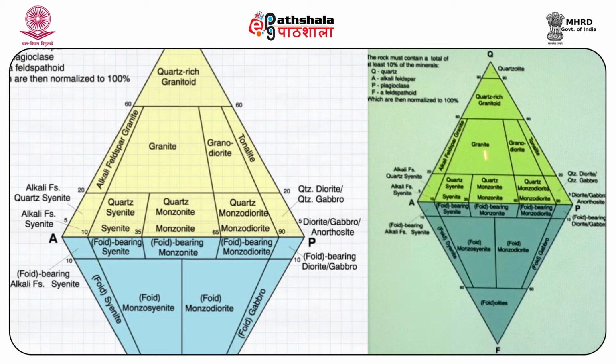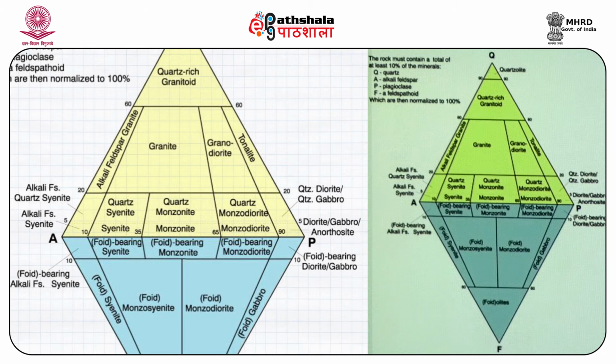Above this are the more saturated rocks, and these are called undersaturated rocks. As you can see, if it is more than 90% quartz, Q is quartz, then it is called quartzolite. When it is 90% to 60% quartz and more than 10% to 30% of alkali feldspar and plagioclase, it is called quartz-rich granitoid.